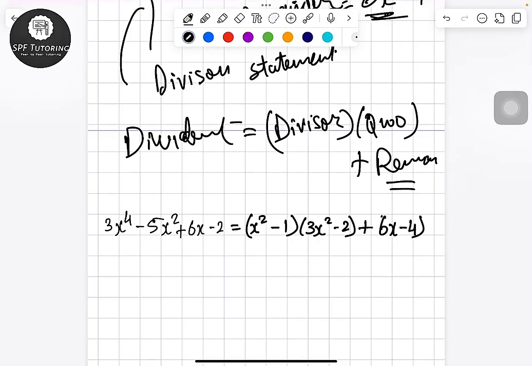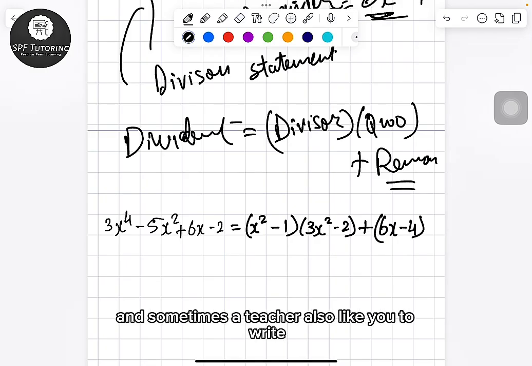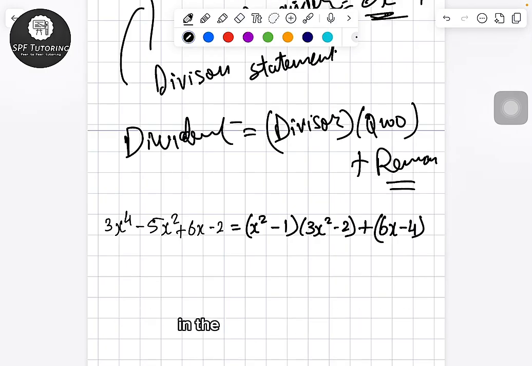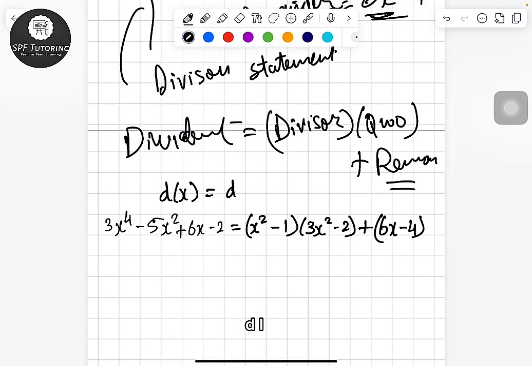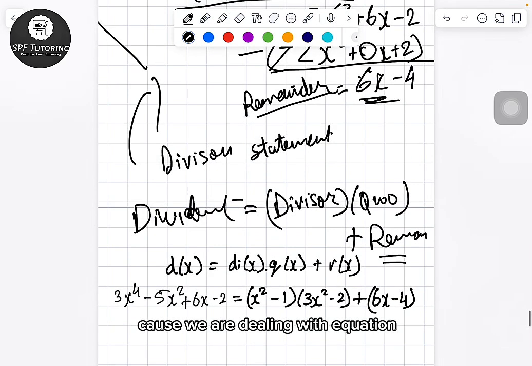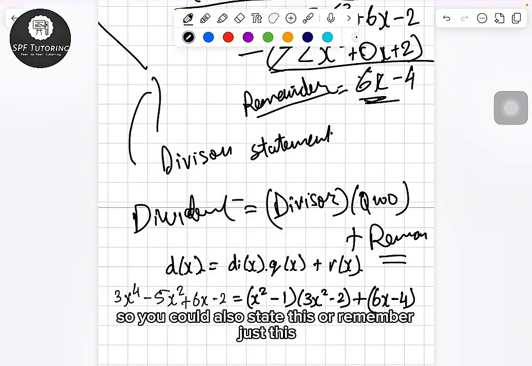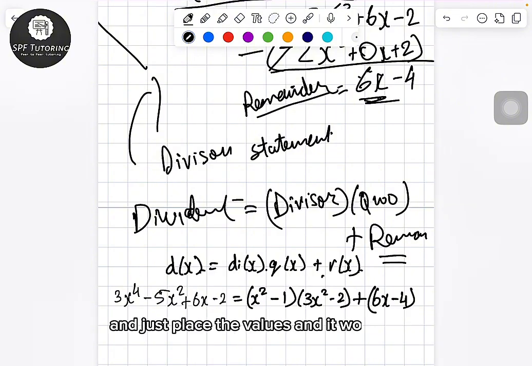And sometimes teachers also like you to write the formula statement, because the real formula for this is d of x equals divisor of x times q of x plus r of x. It basically means the same thing, because we are dealing with equations or functions, so we say it in this way. So you could also state this, or remember just this, and just place the values and it would work.